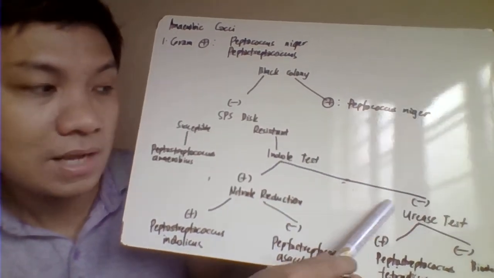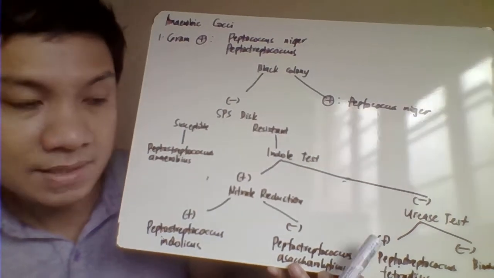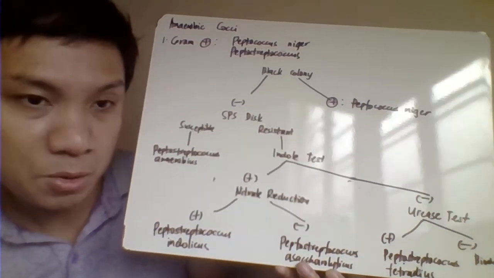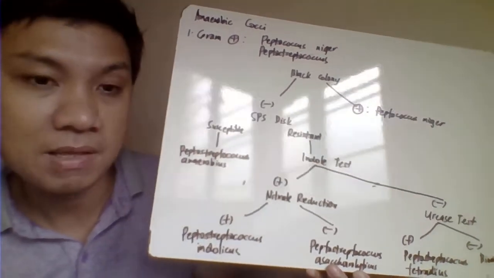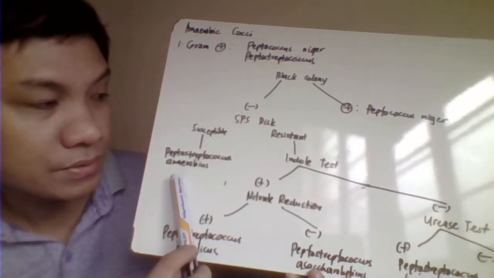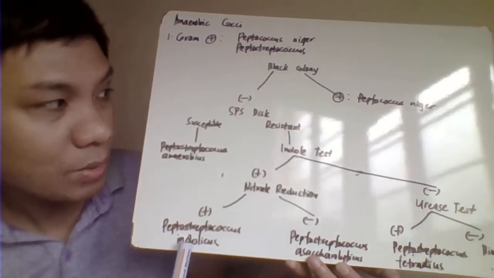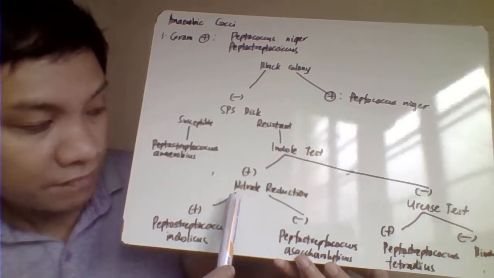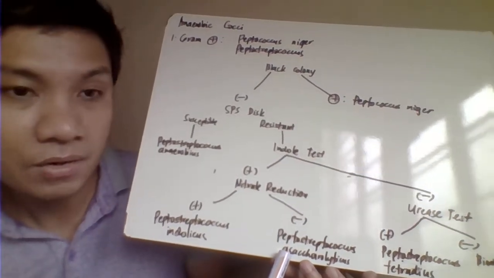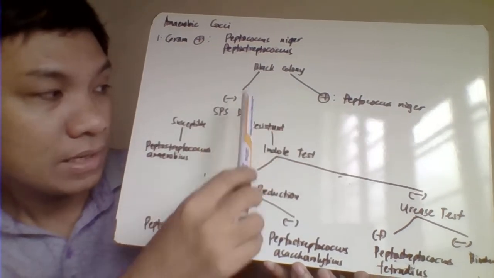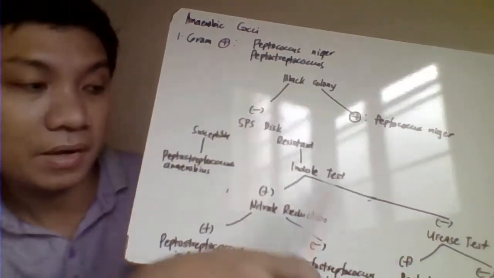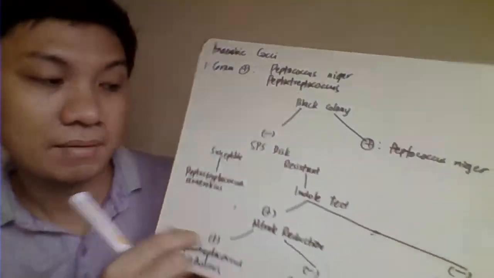If it is negative for the indole test, perform the urease test. If that one is positive for urease, that will identify our Peptostreptococcus tetradius. But if it is negative, then you still need to perform the biochemical reactions. Again, if SPS is susceptible, that's your anaerobius. Indolicus is SPS resistant, indole test positive, and nitrate reduction positive. Asaccharolyticus has a colony that is not black, SPS resistant, indole test positive, but nitrate reduction negative. Just follow the pathway.